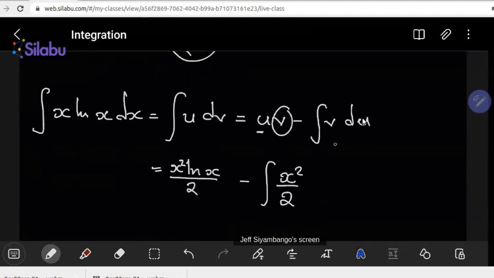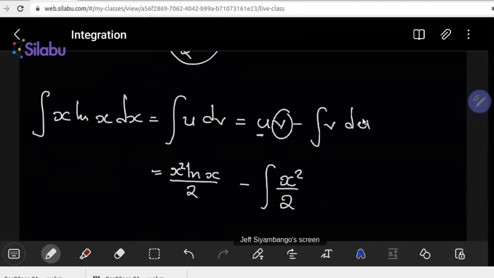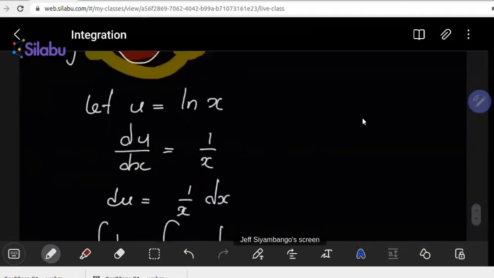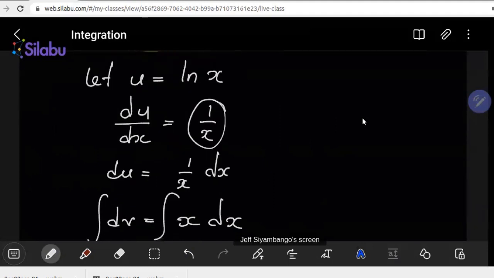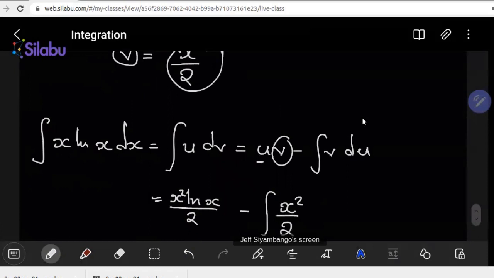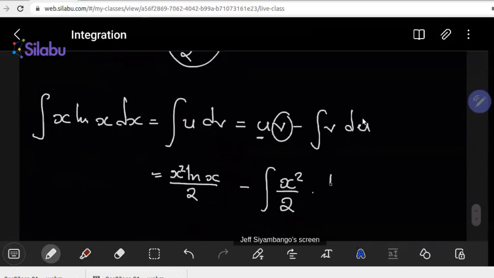Then we have our du. From here, what is our du? Our du is 1 over x there. So you have multiplying 1 over x. Then we have dx there.